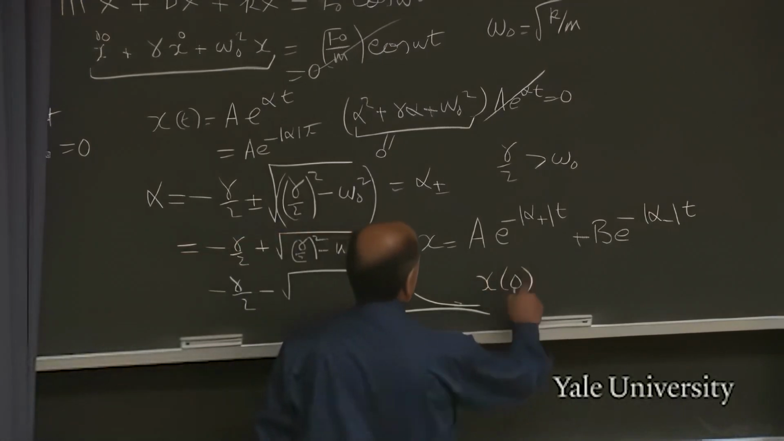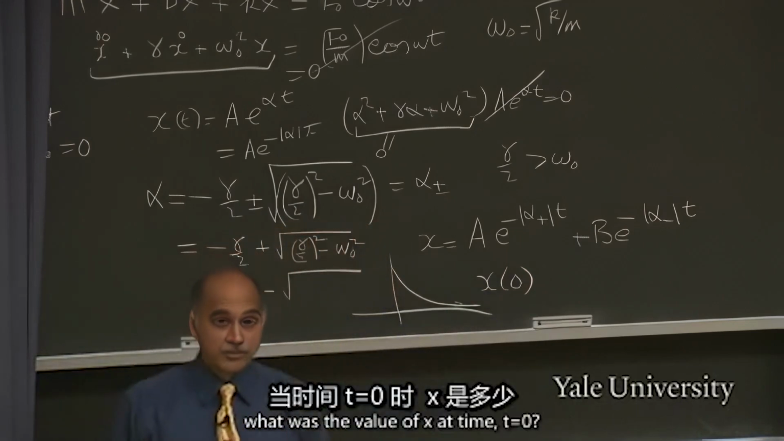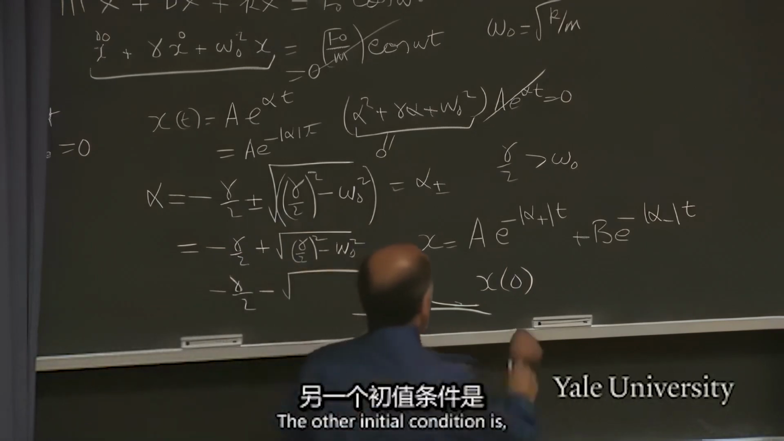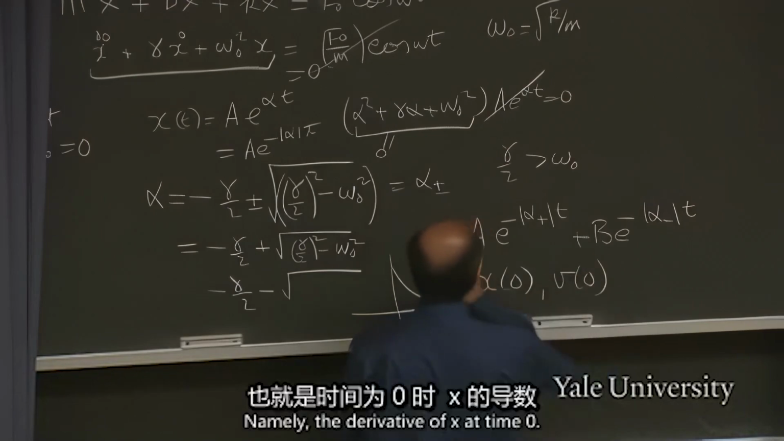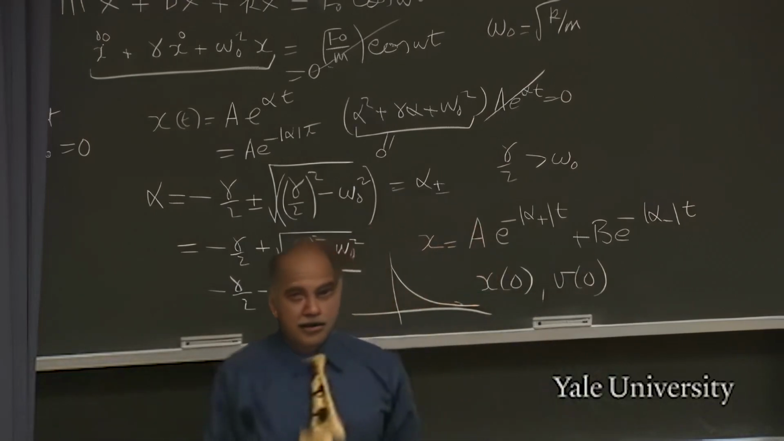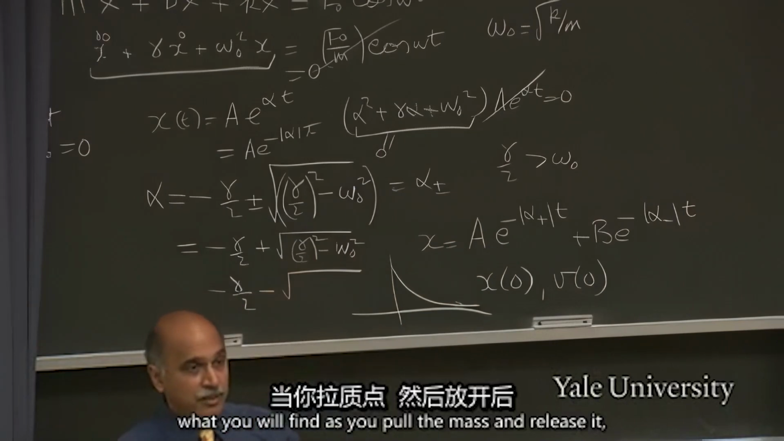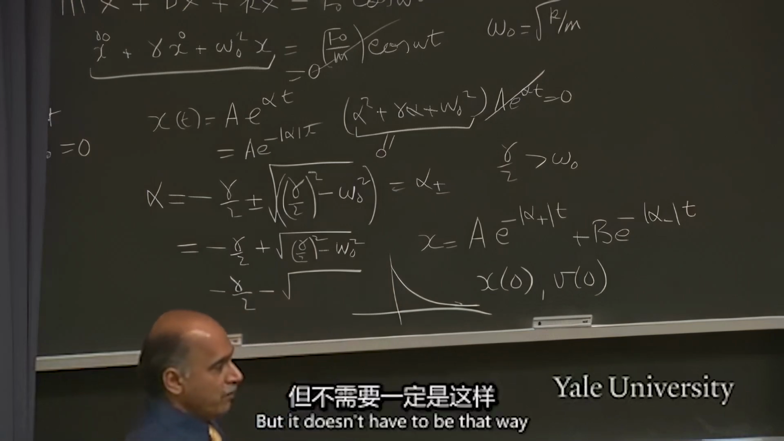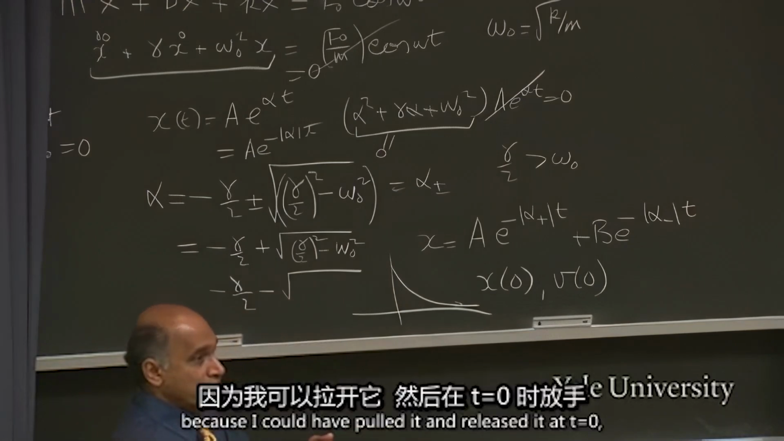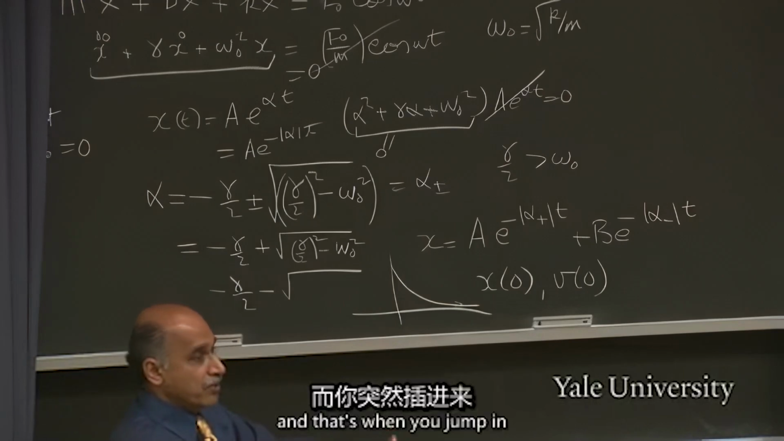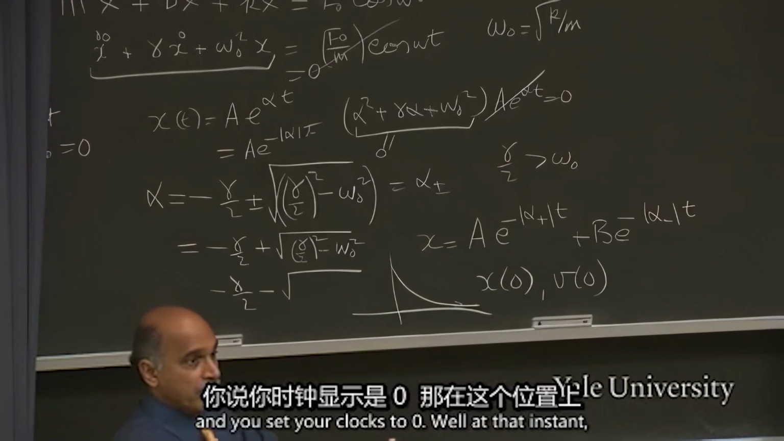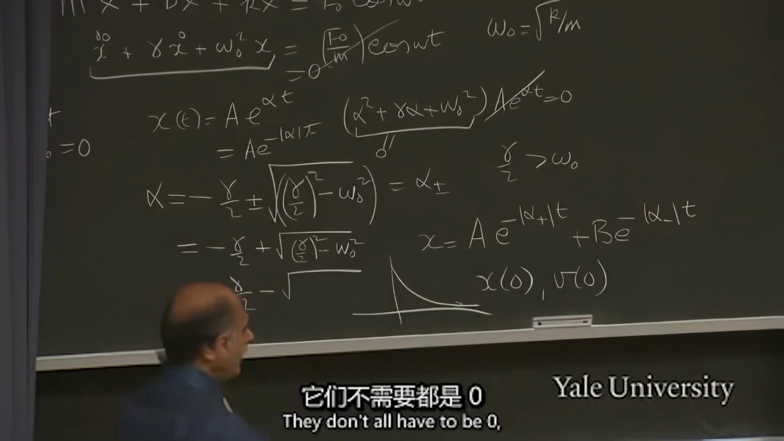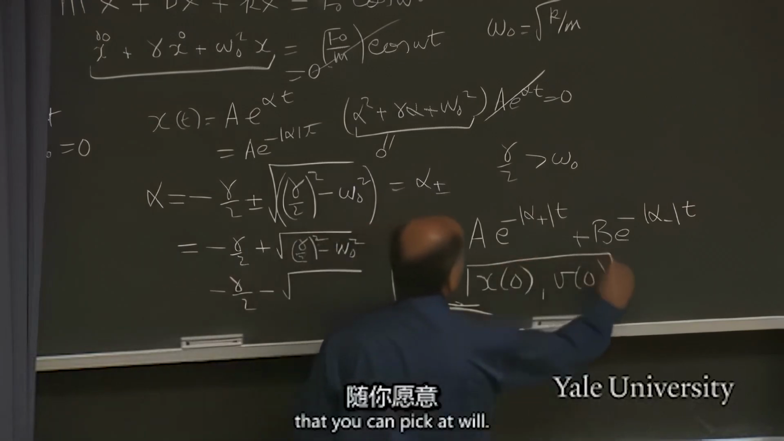One initial condition is, what was the value of x at time t equal to 0? That's asking you how much you pulled it when you let it go. The other initial condition is, what is the velocity, namely the derivative of x at time 0? Most of the time what you will find is you pull the mass and you release it, then it's got a non-zero x and a 0 velocity. But it doesn't have to be that way, because I could have pulled it and released it, and at t equal to 0 it's starting to move inwards, and that's when you jump in and you set your clocks to 0. Well, at that instant, x has a value and the velocity also has a non-zero value. They don't all have to be 0, but there are two numbers you can pick at will.